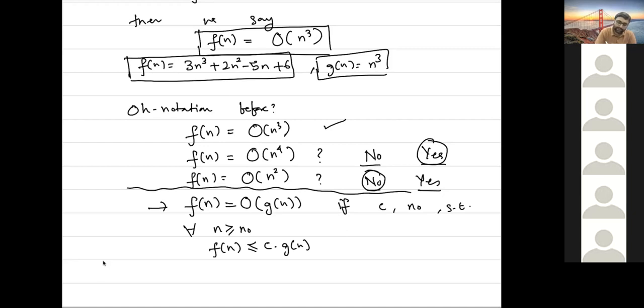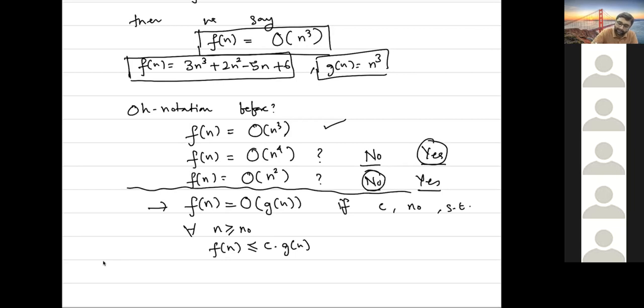So if you look at this expression, this function f of n is 3n cubed plus 2n squared minus 5n plus 6. So this is a cubic function. We can find out, for each value of n, what the value of f would be. We can plug in n equal to 0, then n equal to 1, and so on. As a result, we will receive some number. If I plot it, I will get a graph.